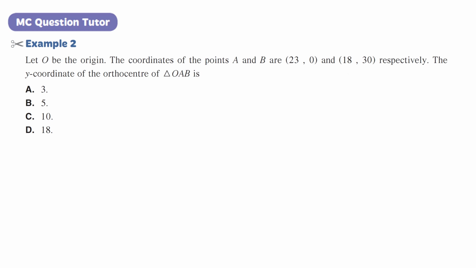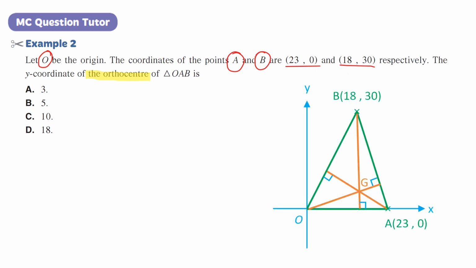In this MC question tutor, the question concerns the orthocenter of a triangle. More importantly, a figure is not provided. It's advised to sketch the figure based on the given information first. We have the points O, A, and B, and we can draw the triangle OAB. Recall that the definition of an orthocenter is the intersection point of the three altitudes of the triangle. Let G be the orthocenter of triangle OAB.